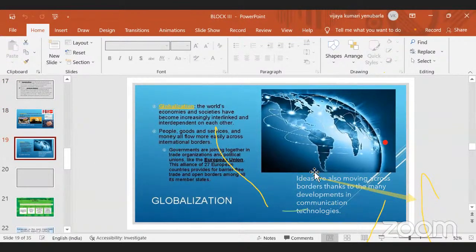So here is a slide about globalization. Already we discussed: people, goods and services and money all flow more easily across international borders. So if language is crossing into another culture, obviously culture is also going. If language and culture are going, obviously they will take place with a new twist in our culture. That is cultural change as well as cultural diffusion. We don't lose our own, but yet we accept some changes. We modify something. So the culture changes and develops.